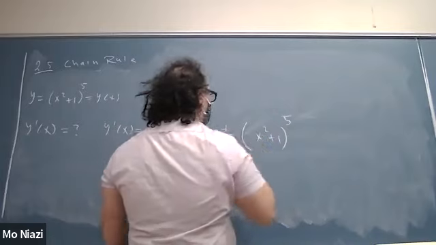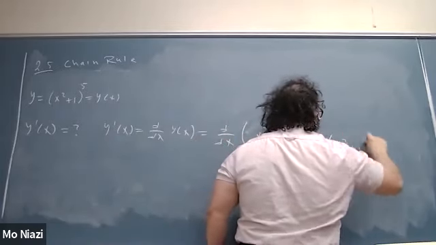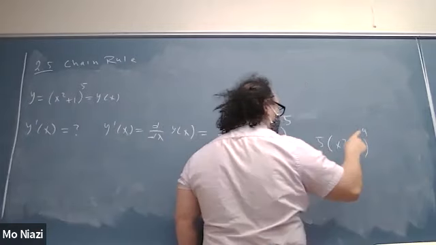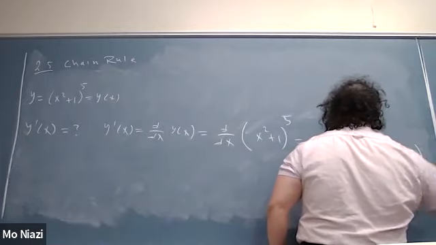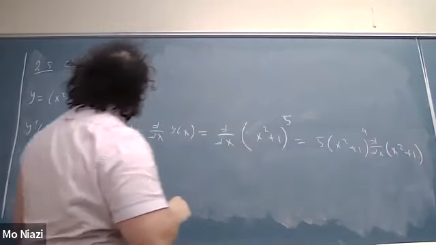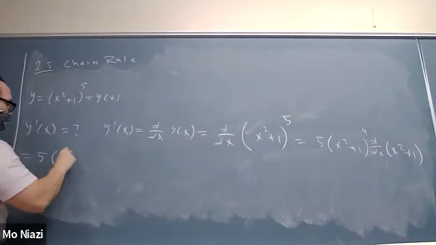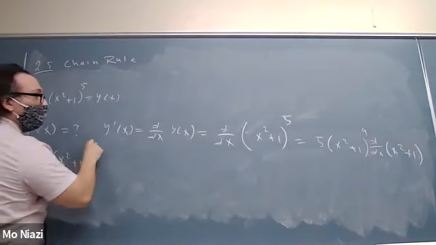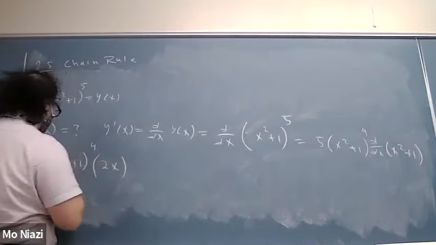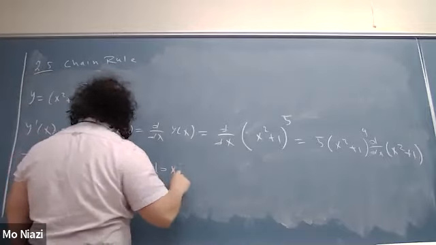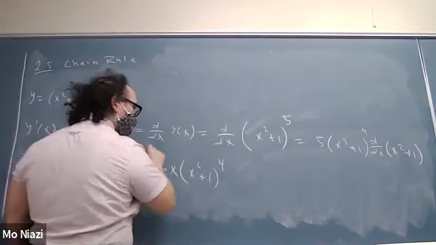So we do the power rule first. We'll bring that 5 down times x squared plus 1, 5 minus 1 is a 4. Now d/dx of the inside function. So then this equals 5 times (x squared plus 1) to the 4. d/dx of the inside function gives us a 2x. So when you simplify, this becomes 10x times (x squared plus 1) raised to the 4th power.